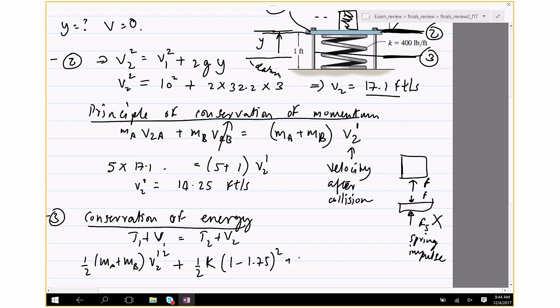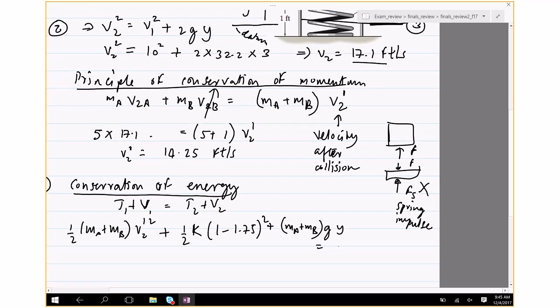So that's going to be MA plus MB, gravity times the displacement, which is going to be Y. By the way, is it positive or negative? If the datum is down and the particle is up, then what's the potential energy? Positive. It's positive. So that's positive.